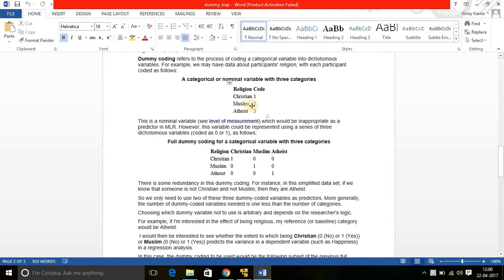In this case, these three are different things. We can't order them like 1, 2, or 3. Christian is not lower than Muslim, and Muslim is not higher than Christian. They are completely different things. It doesn't have any kind of order in it. So it is nominal. Now that we are clear about nominal and ordinal, let's take a look at this. Since we can't create any kind of order in this categorical variable, we'll take a look at different options.